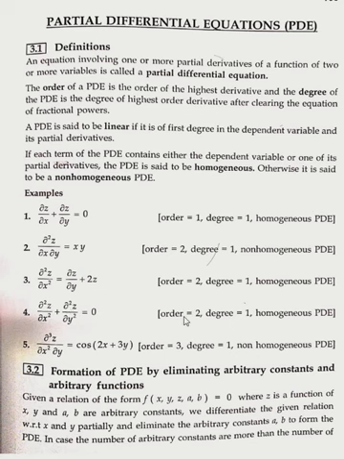The highest derivative is 2, that is the order. What is the degree? The degree of the highest order. The degree is 1. Is it homogeneous? Yes, it is homogeneous, because every term contains either the dependent variable z or one of its partial derivatives.